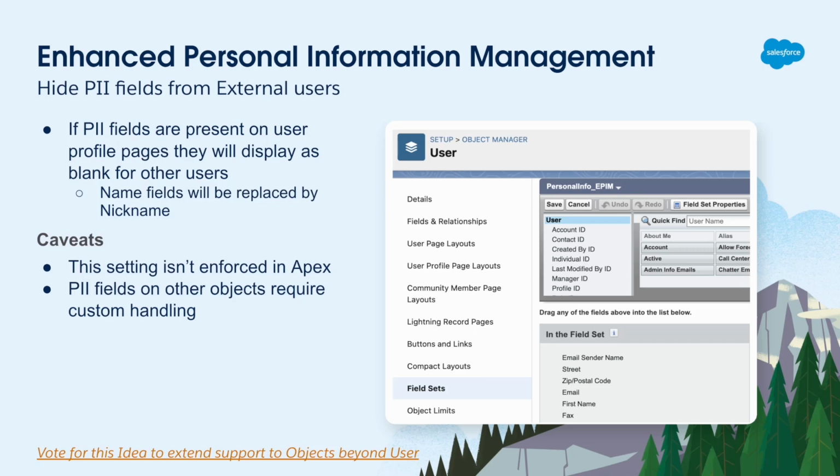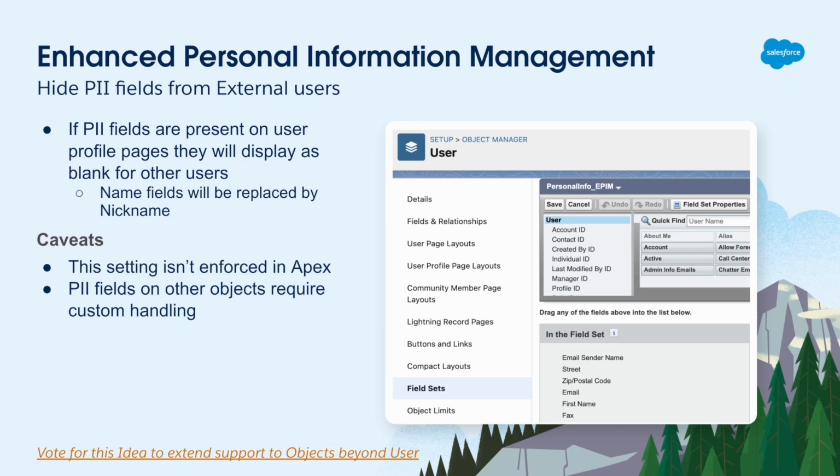And then for every field in this field set, even if this exists on the page layout, to an end user viewing another user's profile page, it'll be displayed as blank, or in the case of the name field, this will be replaced by the community nickname. This is great as it's all managed via config. Every out-of-the-box component respects this setting.